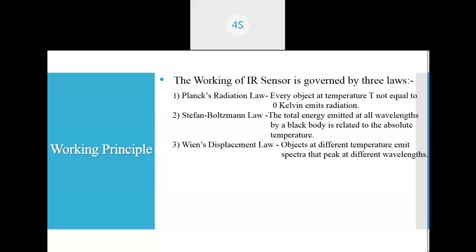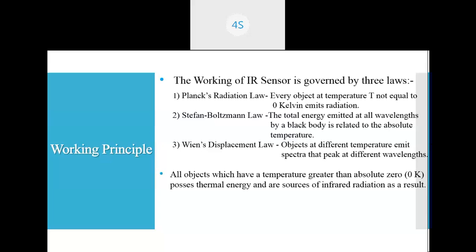Wien's displacement law states that spectra at different temperatures always peak at different wavelengths. Its formula is λ = b/T, where λ is the peak wavelength, b is Wien's constant, which is 2.898 × 10^-3 meter-Kelvin, and T is the temperature in Kelvin. All objects which have a temperature greater than absolute zero possess thermal energy, and this thermal energy is the source of the radiation.